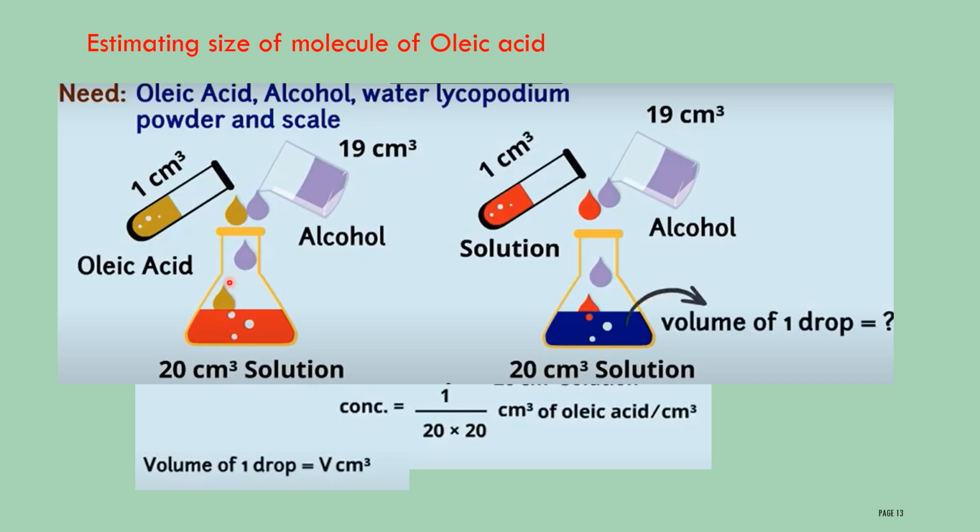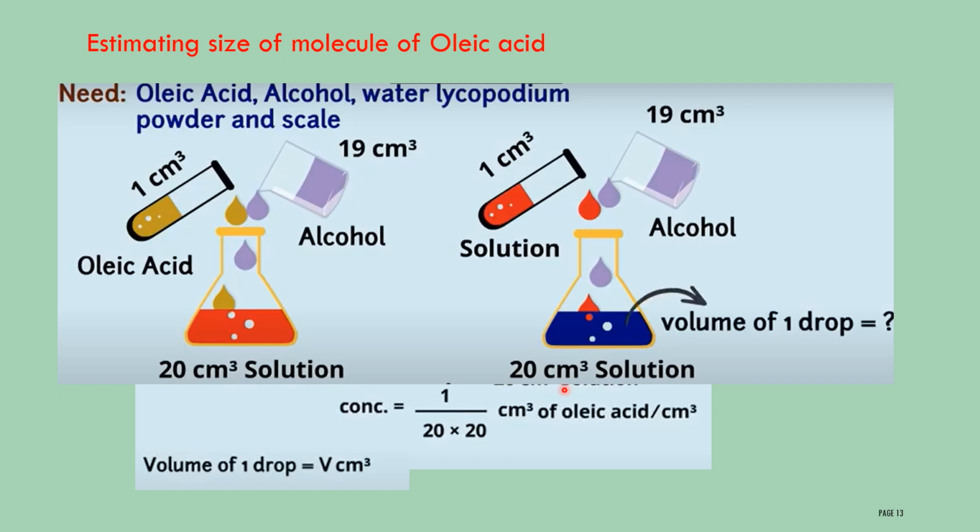To prepare this solution, take 1 cm³ of oleic acid and dissolve it in 19 cm³ of alcohol, then you will get 20 cm³ of the solution. This is the first solution. In this first solution, take 1 cm³ of this solution, then add 19 cm³ of alcohol, then you will get the second solution.